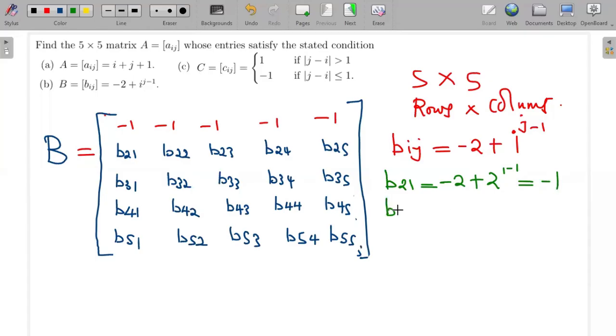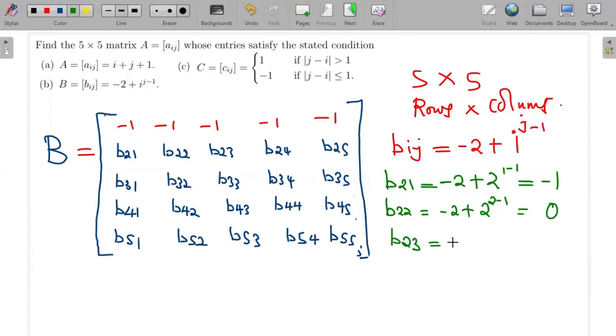What about B22? This will be minus 2 plus 2 to the power 2 minus 1. So now take a look at this guy here. This will be 2 minus 1, which is 1. So it is 2 to the power 1, and 2 to the power 1 is 2. So minus 2 plus 2 will just give me a what? A 0.